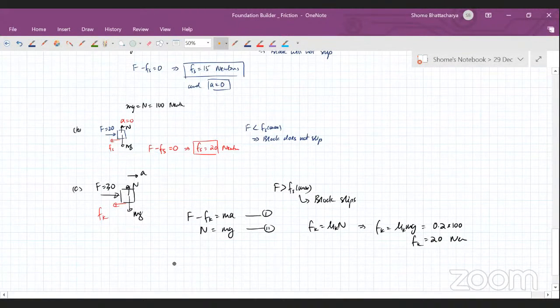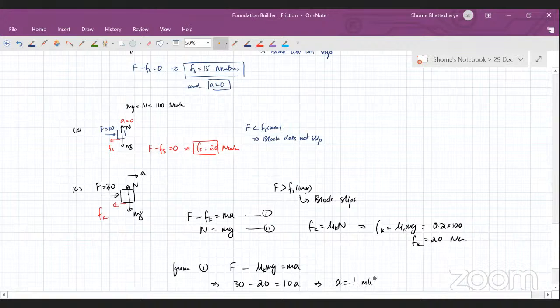So from equation 1, we can see that F minus mu k into Mg is equal to Ma. So 30 newtons minus 20 newtons will be the mass of the block into a. So that will tell me the acceleration is going to be 1 meter per second square. And kinetic friction of 20 newtons acts on the block. So this is how the situation changes between part B and part C.